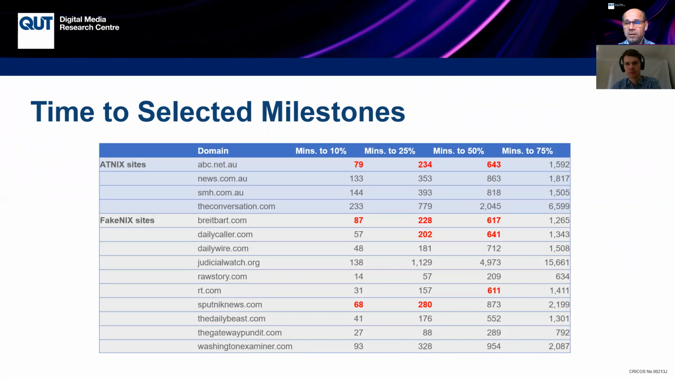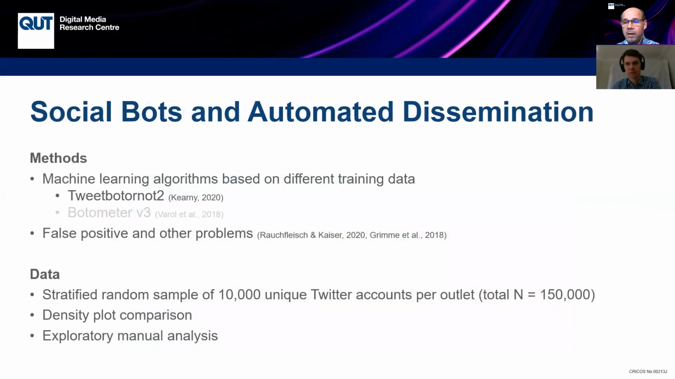And Sputnik then disseminates more slowly after the first 25% of the full dissemination curve have been reached. So the ABC is actually faster than Sputnik News on average in disseminating its stories on Twitter. Now, handing over to Tobias to talk more about the presence or not of bots in all of this.